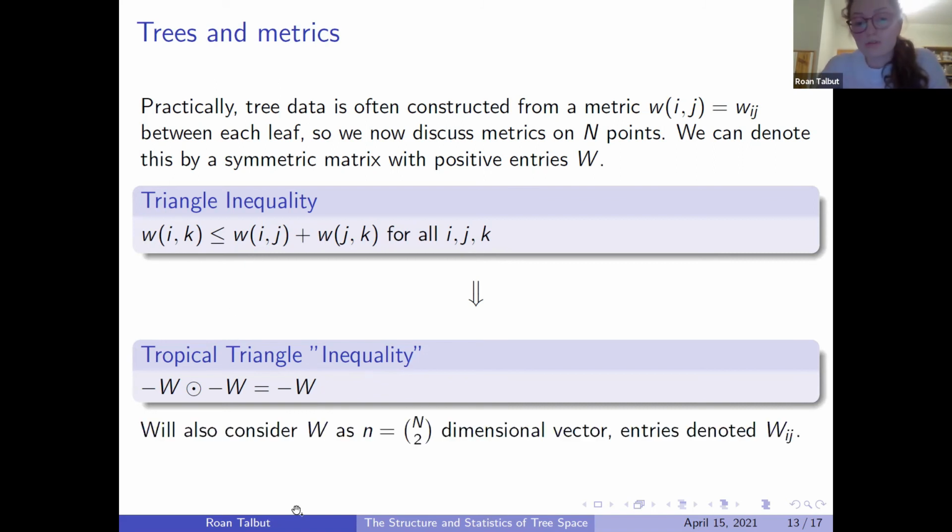So yeah, we can also consider these symmetric matrices as just a vector in capital N choose 2 dimensions, and we'll just denote these with a subscript sometimes.